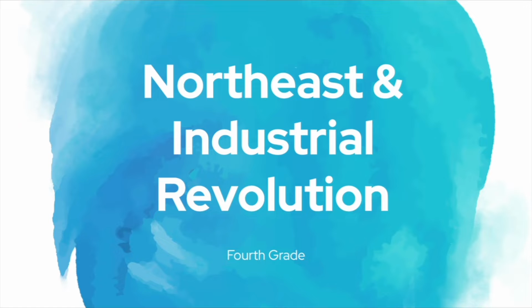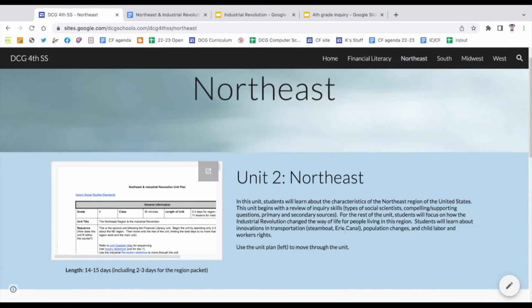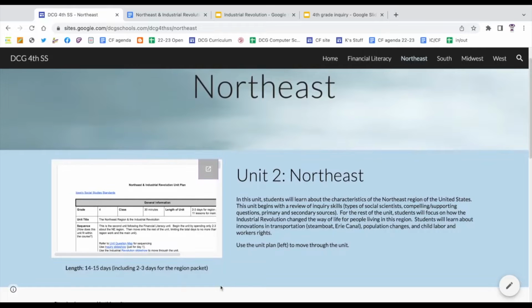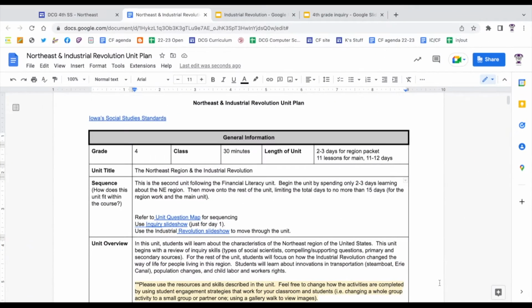My name is Kelly, and I'm going to walk you through the Northeast unit for fourth grade. This unit takes 14 to 15 days to complete and covers the Northeast region, a review of inquiry skills, and the Industrial Revolution. As you can see, we have 2 to 3 days for the region packet, 11 lessons for the main, which takes 11 to 12 days, and that gets us to our breakdown of 14 to 15 days for this entire unit. This is the second social studies unit of the year.